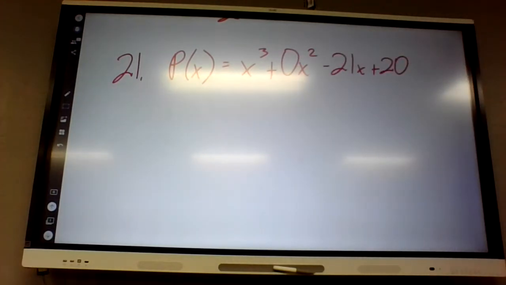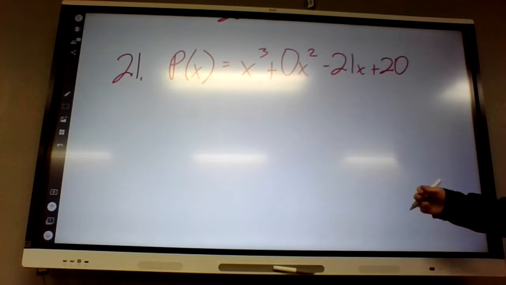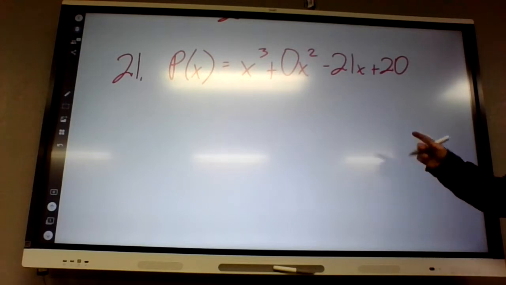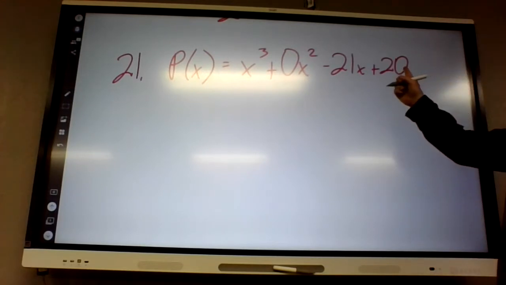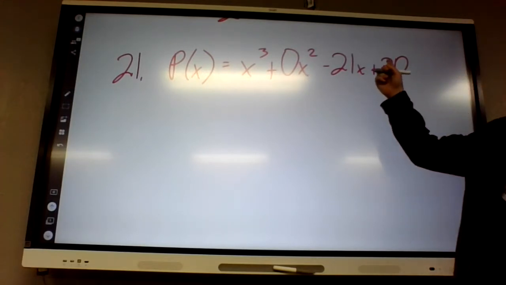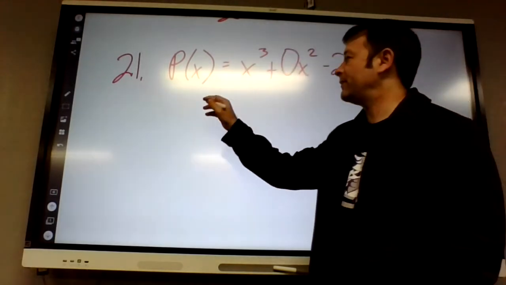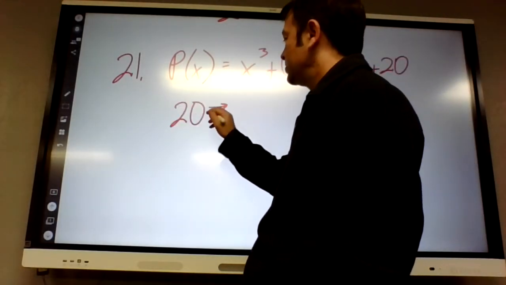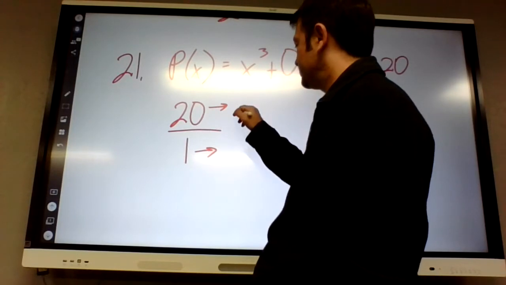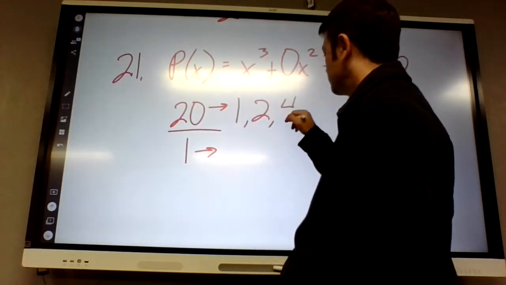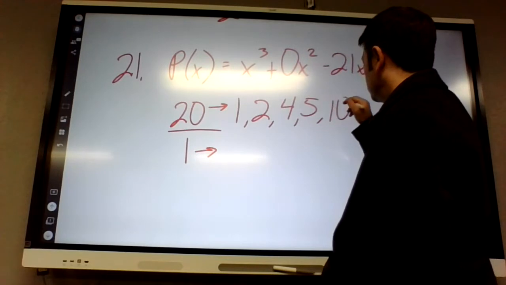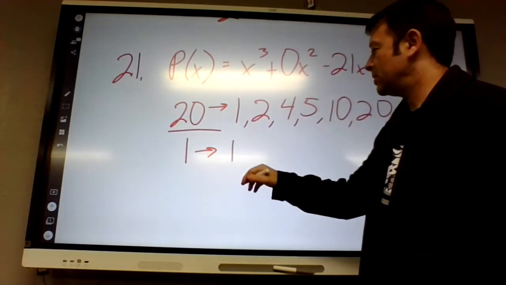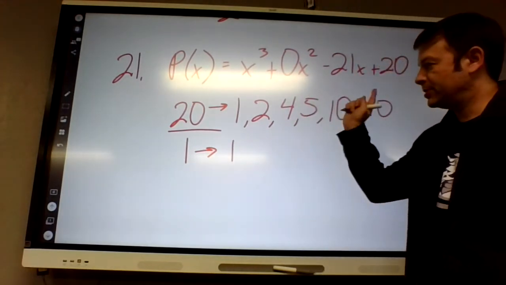Okay, do you guys remember how many answers this should have normally? Three. Or it definitely has 3 factors. How do we find the possible answers? Well, factors of 20 over factors of 1. So what goes into 20? 1, 2, 4, 5, 10, 8. And 1. So it's 1 over 1, 2 over 1, 4 over 1, 5 over.